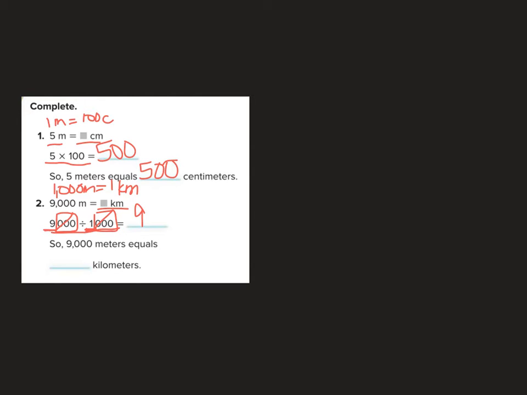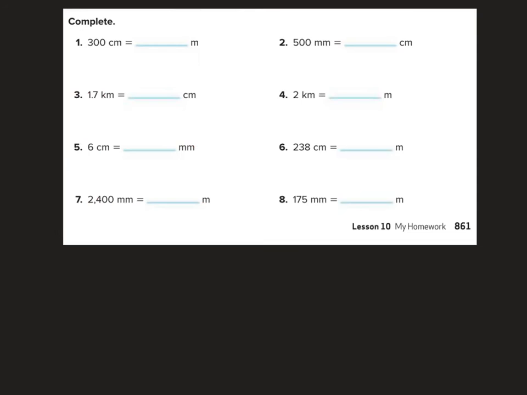Okay, and really if I say 1,000 times what equals 9,000, you're going to tell me 1,000 times 9. So we can check it using multiplication. So 9,000 meters equals 9 kilometers. Okay, here's the big daddy one.